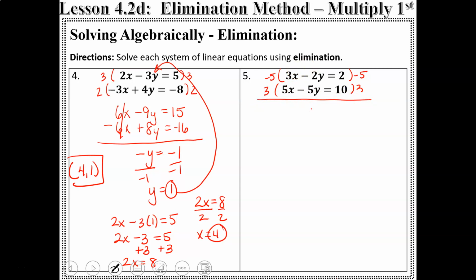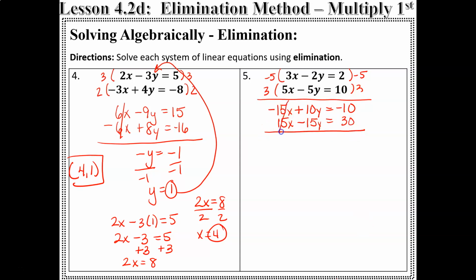So I have negative 5 times 3x is negative 15x. Negative 5 times negative 2y is positive 10y. Negative 5 times positive 2 is negative 10. Next one, we have 3 times 5x is positive 15x. 3 times negative 5y is negative 15y. And 3 times 10, 30.